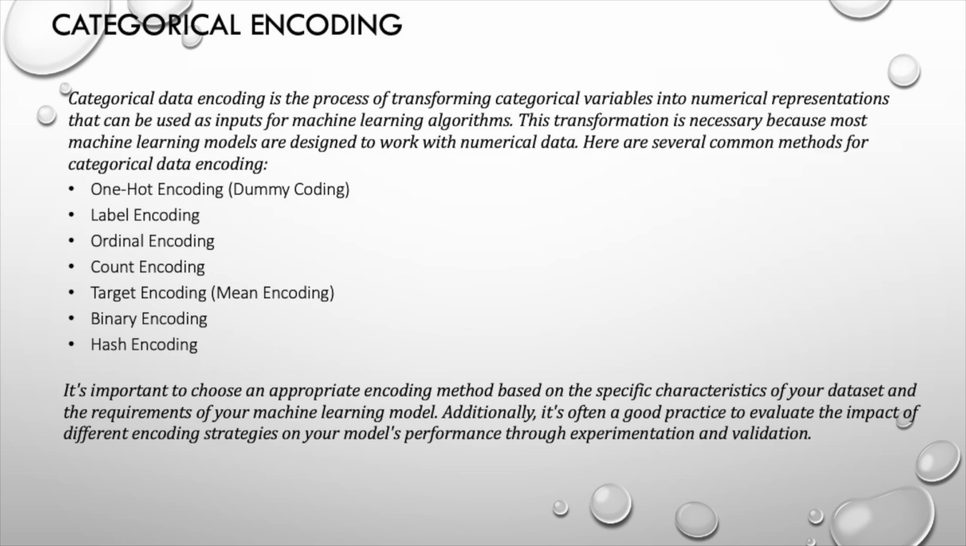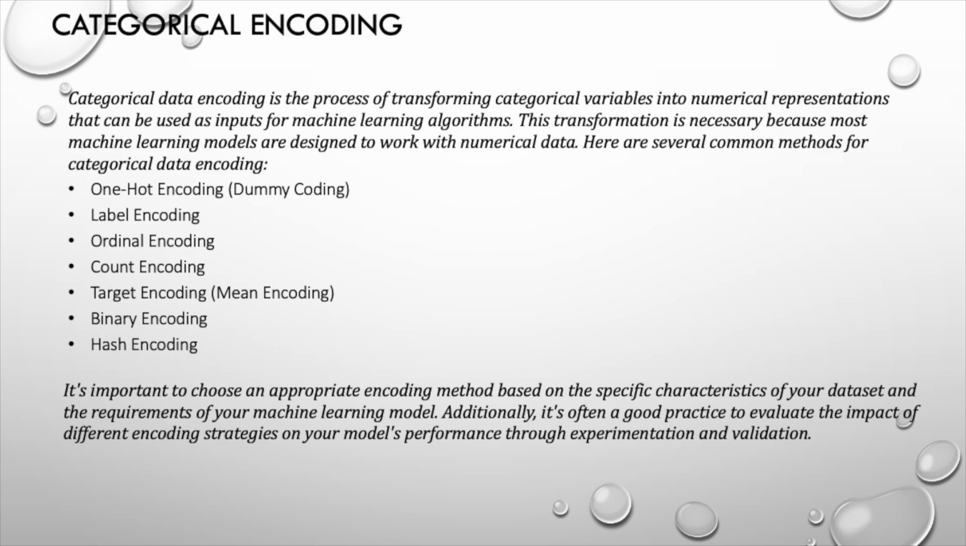Label encoding. Each category is assigned a unique integer label. The labels are assigned based on the order of appearance or some predefined order. This method is suitable when there is an ordinal relationship among the categories, as it preserves the order. It may introduce unintended relationships between categories that could impact the model's performance.